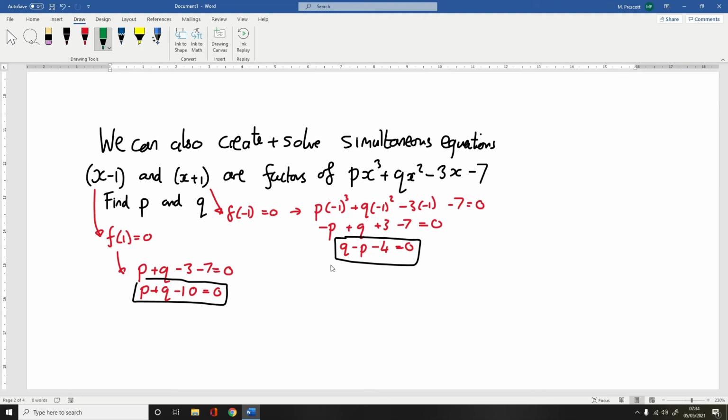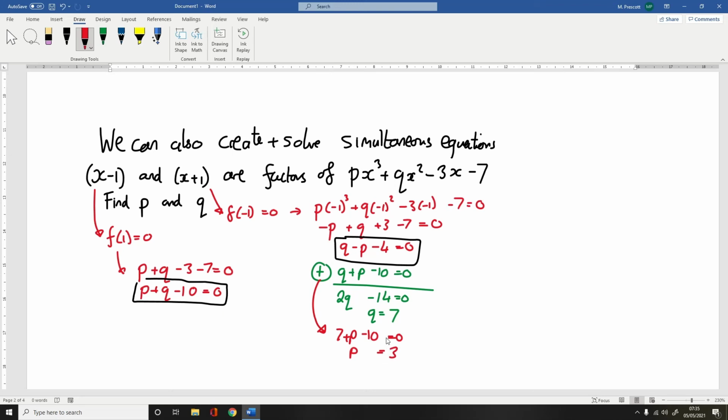Now if I write them on top of each other, so the other one is q plus p minus 10 equals 0, you can solve these by adding together, can't you? So if we add them, we'll get 2q minus 14 equals 0, and we'll get q equals 7. And then we could substitute that back into either of the expressions. Let's use the bottom one. We get 7 plus p minus 10 equals 0, so p equals 3.